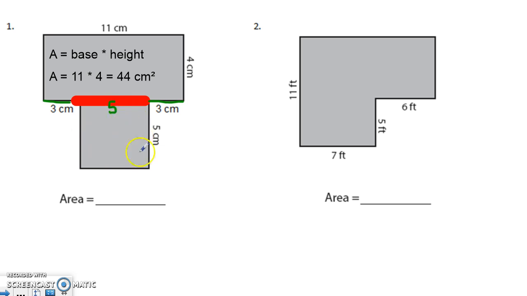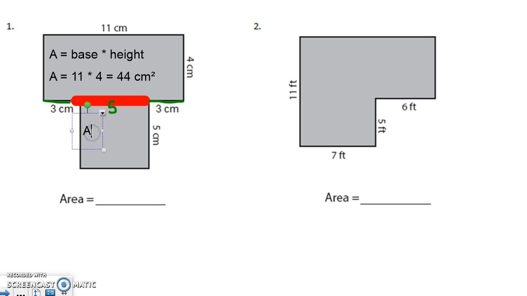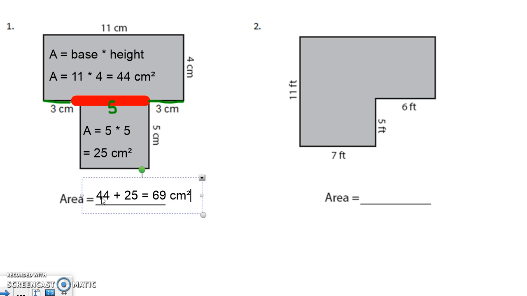So this shape down here is a square. It's a 5 centimeter by 5 centimeter square. So to figure out the area, we still just do base times height. So it'd be 5 times 5, which means this area is 25 centimeters squared. So the total area of this shape would just be what you get when you add those two numbers together. So I'm going to do 44 plus 25, and I get that this entire shape is 69 square centimeters. And that is your answer to question number 1.